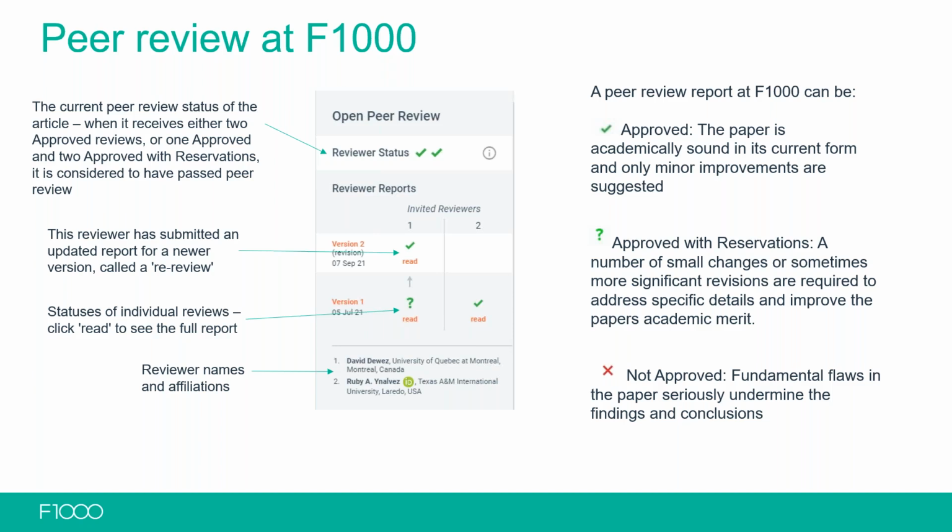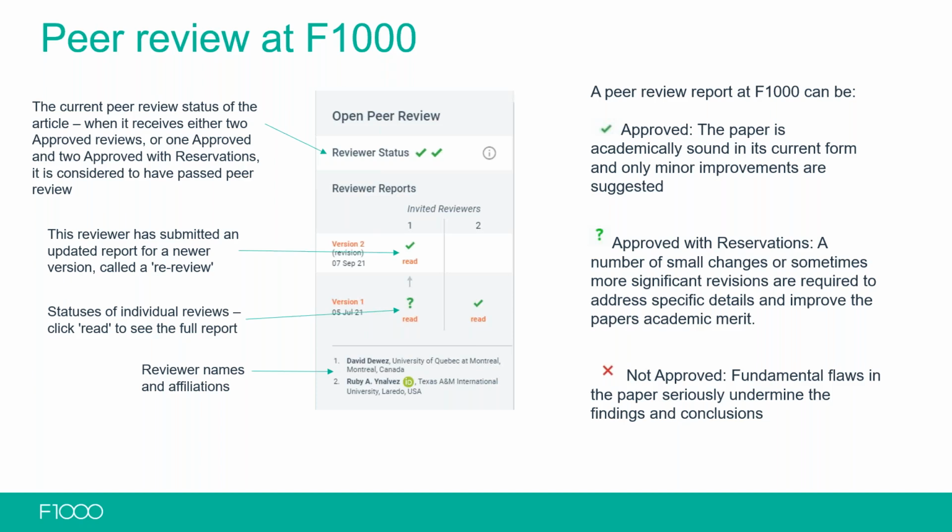To pass peer review, each article requires either 2 approved reports or 1 approved and 2 approved with reservations. We always encourage authors to revise the article to address reviewer comments. In this example, the article received 2 approved reports and can be considered to have passed peer review. It's only when an article has passed peer review that it is indexed in bibliographic databases such as PubMed.